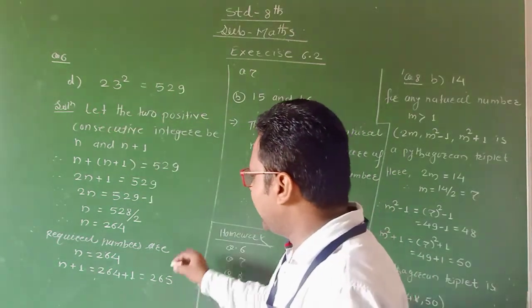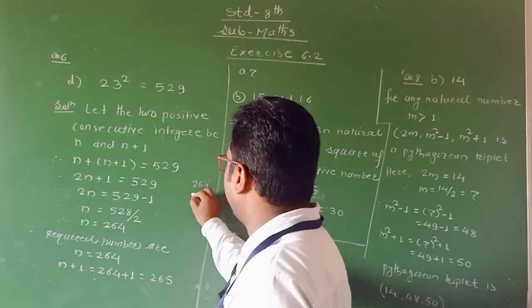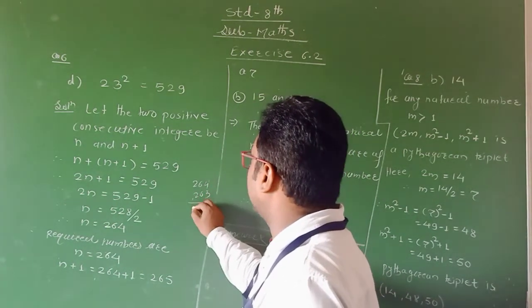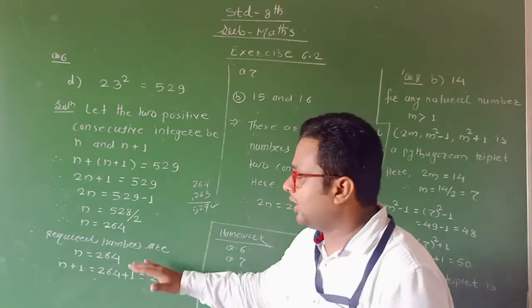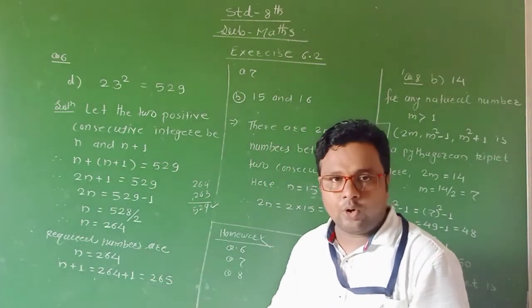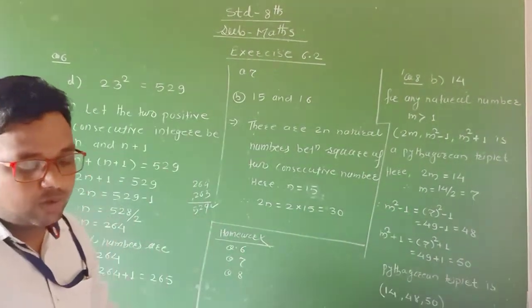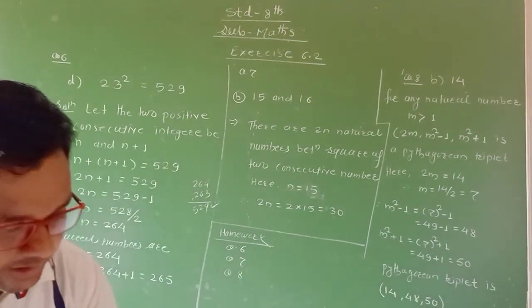Clear? Now do the addition of 264 and 265. This is 529, and this is the required answer. I hope you understand question number 6, how to complete this question. Then see question number 7.